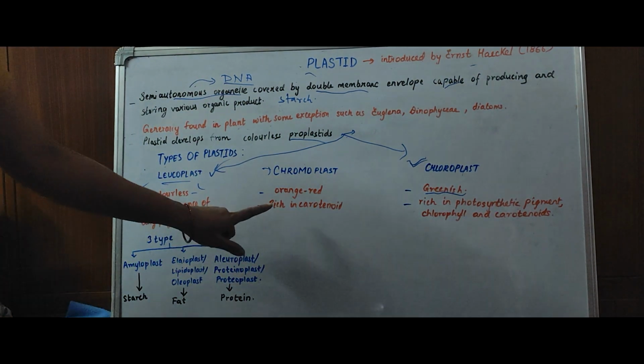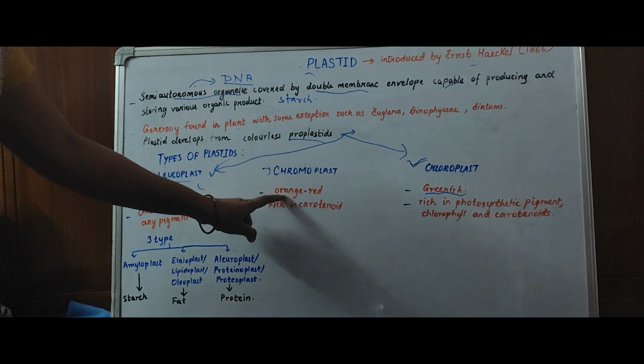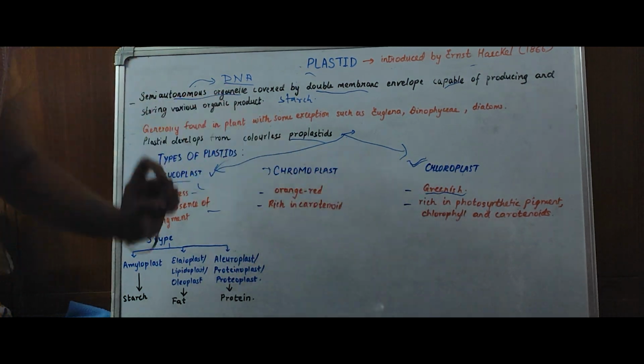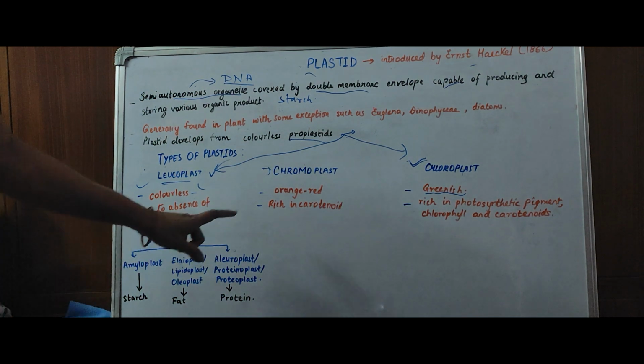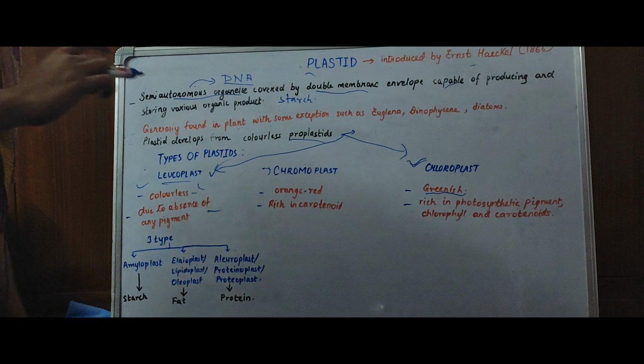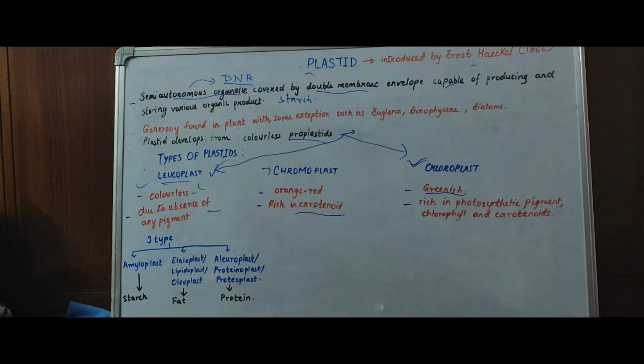Next is chromoplast, which is very rich in carotenoid. They are derived either from leucoplast or from chloroplast. This chromoplast is orange red in color. Why? They have carotenoid and lipid. They are rich in carotenoids and lipid. That's why carotenoids provide this orange red color.